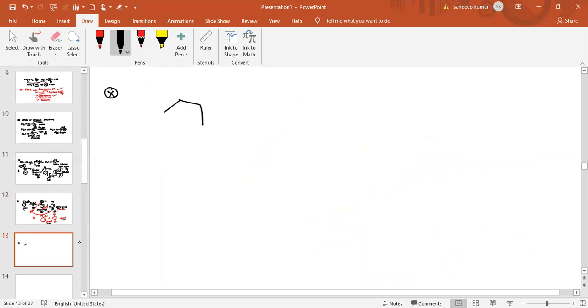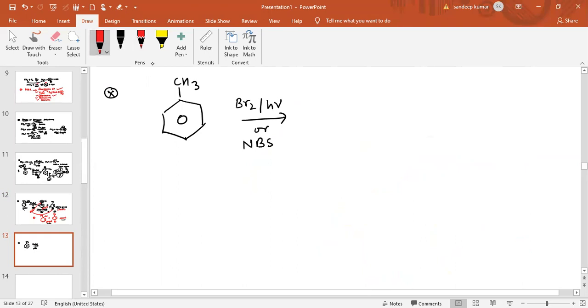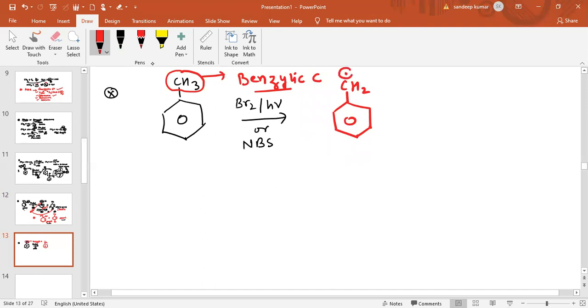If a question is given like this: benzene having CH3, and you add bromine in presence of sunlight, or you can also add NBS. So this carbon is basically the benzylic carbon, and we know the benzylic free radical is more stable. So the most stable intermediate formed is this benzylic free radical.